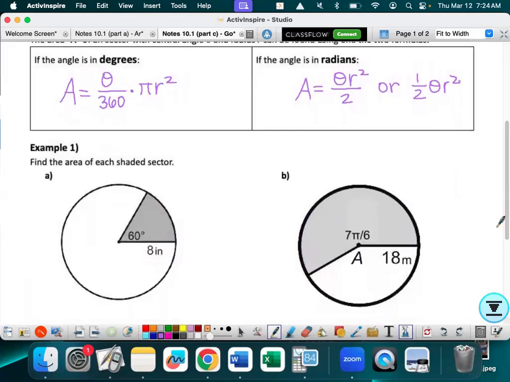So let's move on to example 1. I want you to go ahead and try to identify your angle, identify the radius, and identify the correct formula that you're going to be using, and plug it all into the correct formula. We're going to go over the answer here in just a moment.